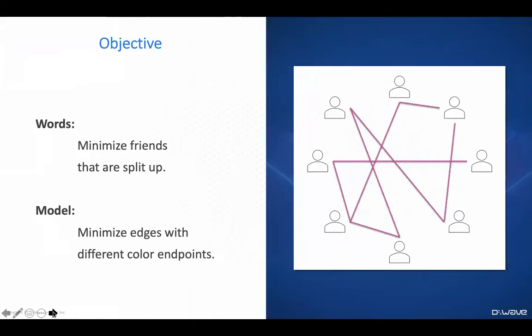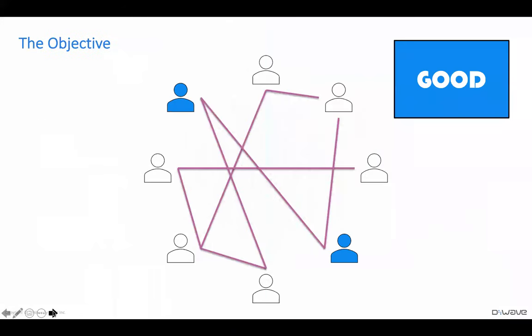So what's the objective? We'll get to that first, and then we'll do the constraint. The objective in words is minimize the friends that are split up. That is, minimize the edges with different color endpoints. And as I mentioned at the outset, the edges are part of the problem that was given to us when we started. It was a graph, and it had nodes, that's the people, and edges, that's the lines. And so we want to minimize the edges with different color endpoints, or that is the people who are split.